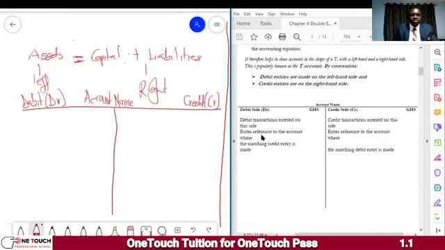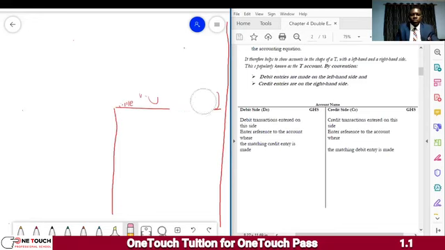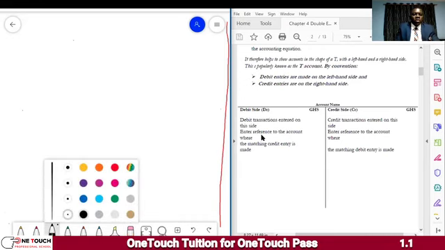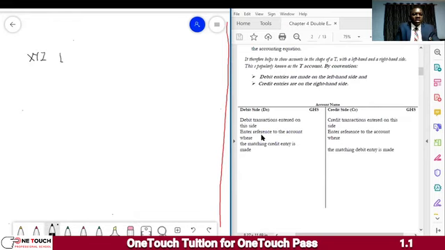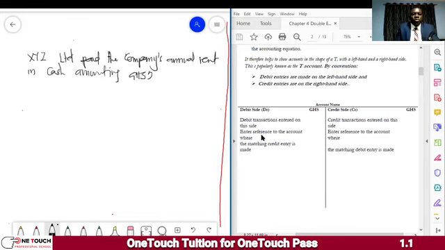So for example, XYZ Limited paid the company's annual rent in cash amounting to 2,000 Ghana cedis.